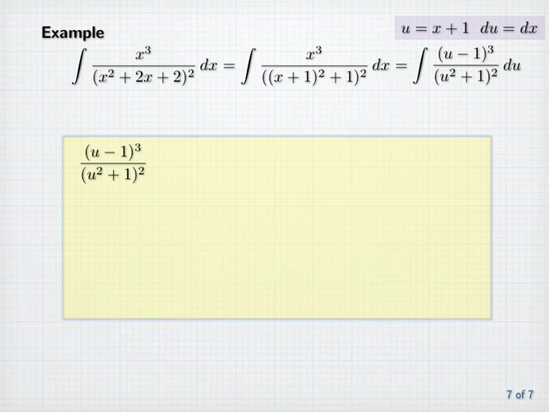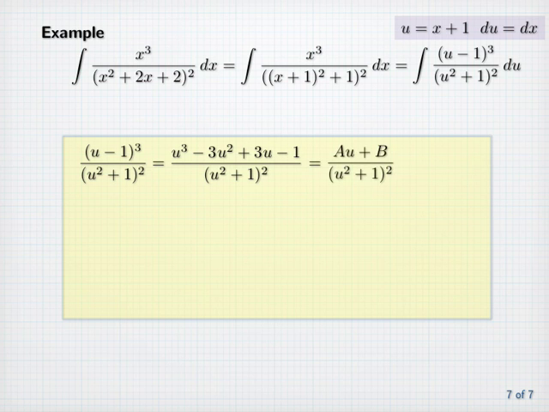Now we're going to need to multiply out the numerator. Turns out that u minus 1 cubed is equal to u cubed minus 3u squared plus 3u minus 1. Now the partial fraction expansion will have the form of au plus b over u squared plus 1 squared plus cu plus d over u squared plus 1 to the first power.